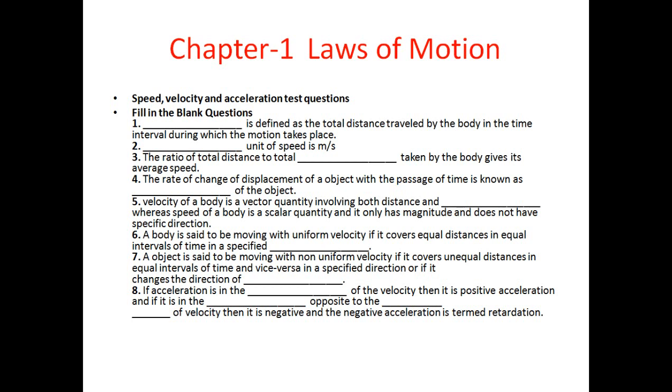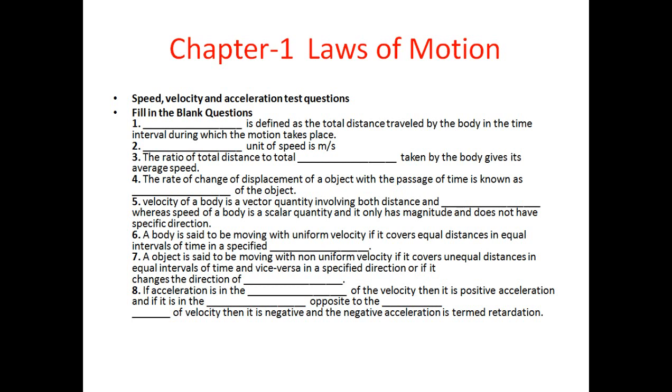Yes, so the body is moving with a uniform velocity. As the question itself defines, a body is said to be moving with uniform velocity. If we are calculating the uniform velocity, it is self-defined that it covers equal distance in equal intervals of time in a specified direction always. Otherwise, it would not be considered a velocity. It will be considered a uniform speed if there is no specified direction.